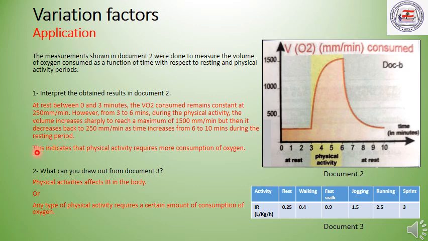Question number 2. What can you draw out from document 3? As you can see, document 3 shows us the intensity of respiration for the various activities that you have: rest, walking, fast walk, jogging, running, and sprint. You can draw out one of these two things. You can either say physical activities affect the intensity of respiration in the body, or you can say any type of physical activity requires a certain amount of consumption of oxygen.